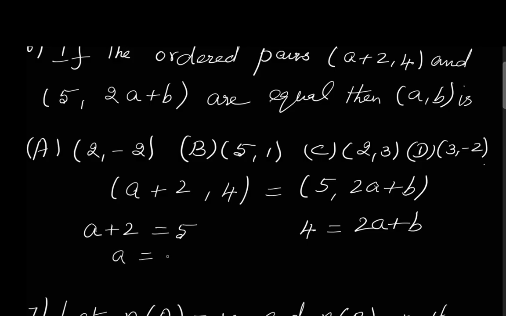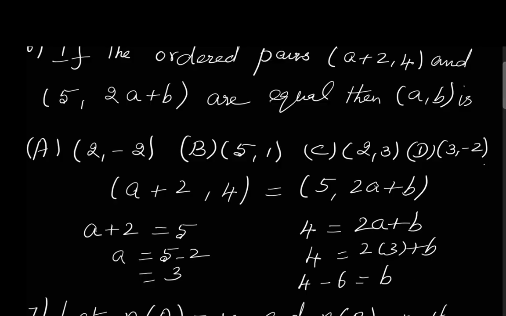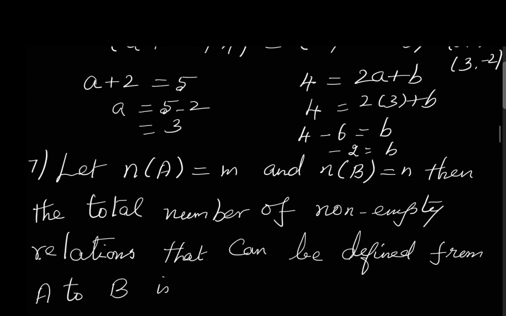So from this I am getting A is 5 minus 2, which is 3. Substitute A as 3 into 2A plus B equal to 4. So 2 threes are 6. You bring it here, 4 minus 6 is equal to B, so minus 2 is equal to B. So the ordered pair A, B: A is 3 and B is minus 2. The option D. Option D.